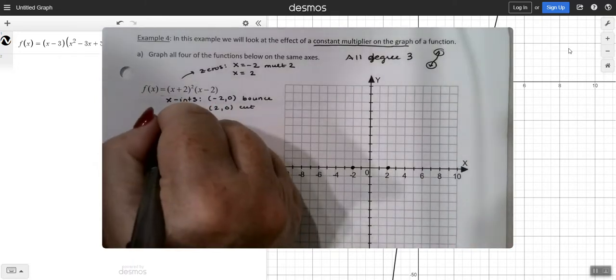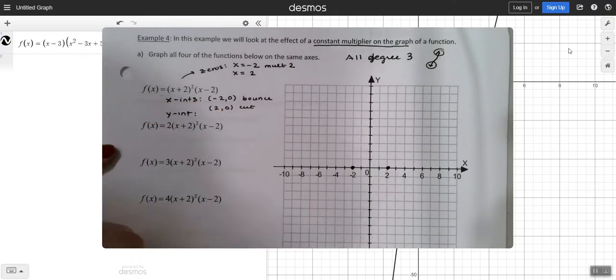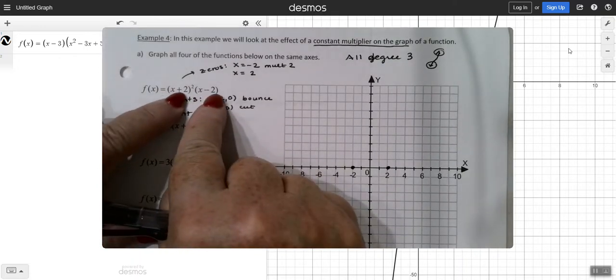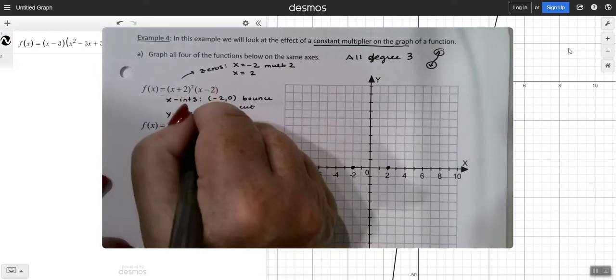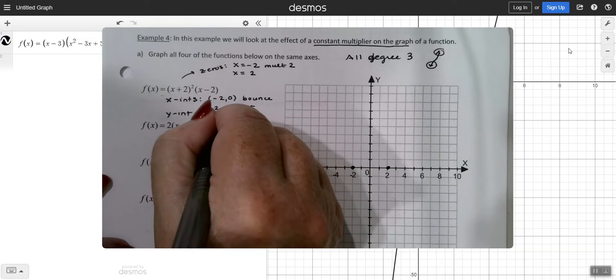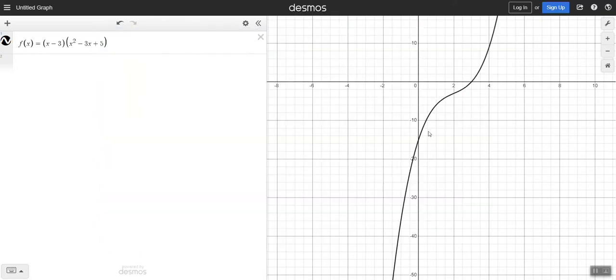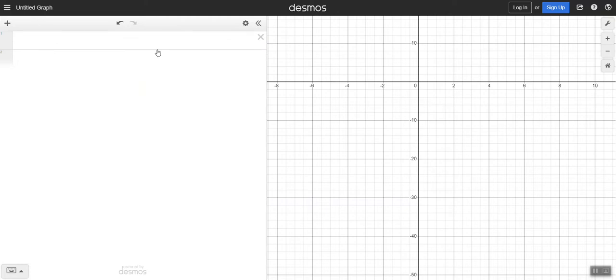One other quick thing, let's just write the y-intercept here. Notice that if I plugged in zero, I would get 2 squared or 4. 4 times negative 2 is negative 8. Once I see what I'm looking at, we'll decide how we're going to label our y-axis. All right, so first, let's put this very first function in.